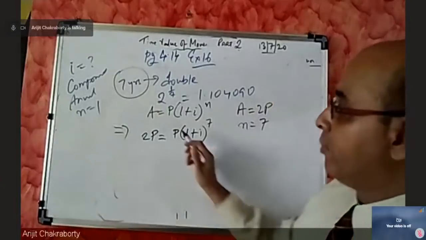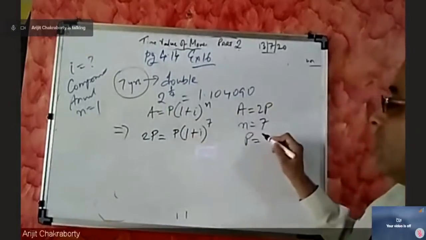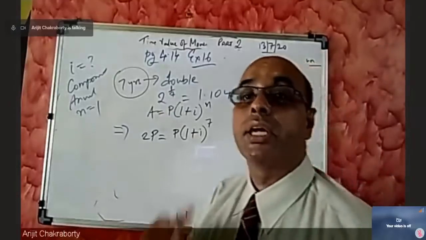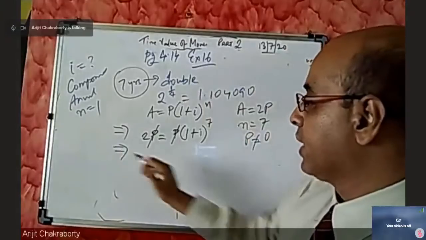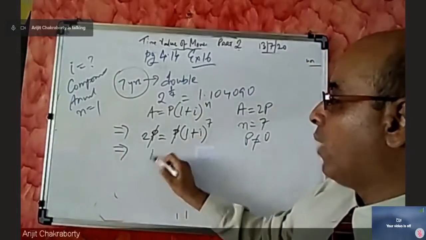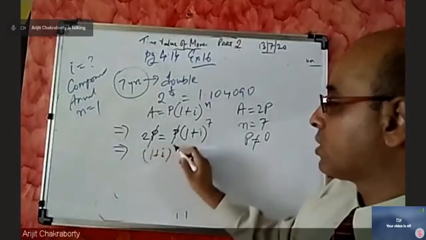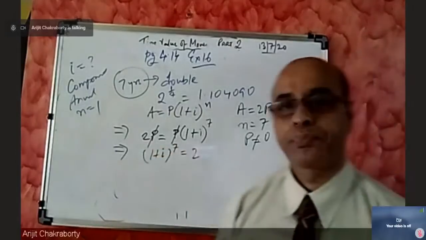Now we know that P is not equal to 0. P cannot be 0. P cannot be negative. Right? So we divide both sides by P. So what are we getting? 1 plus I to the power 7 is equal to 2.